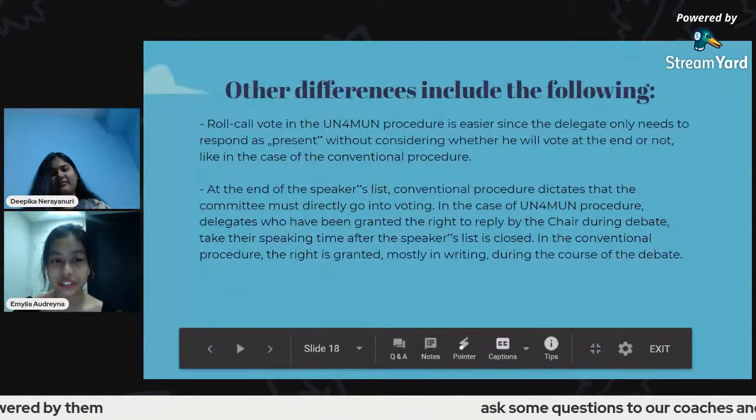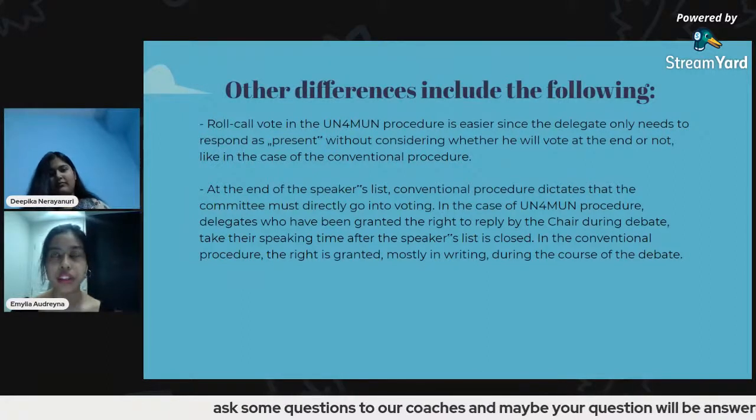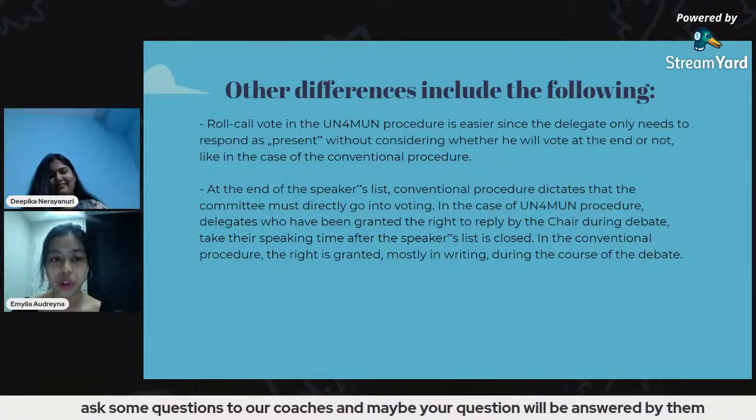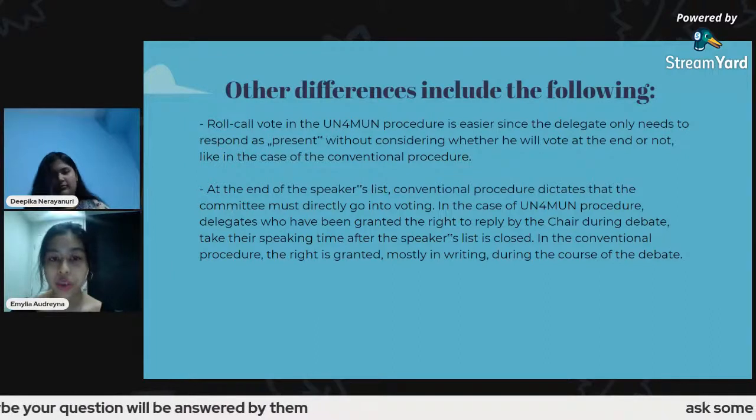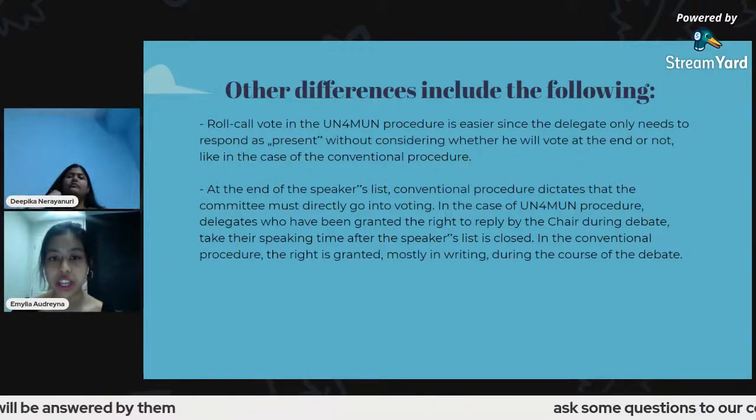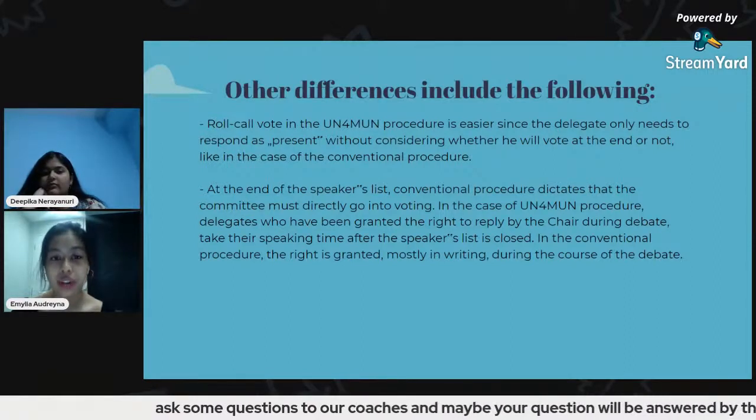Other differences also include the roll call. In other MUN procedures, most of the time in the roll call you will respond with either present or present and voting. However, the roll call in the UN for MUN procedure is much easier, as the delegate only needs to respond as present without considering whether he, she, or them will vote at the end or not, like in the case of conventional procedure.